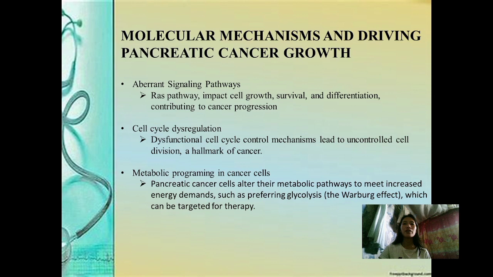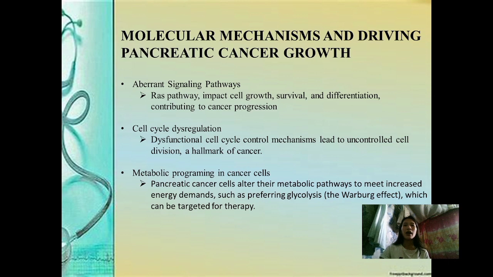Number 2, we have the cell cycle dysregulation. Dysfunctional cell cycle control mechanisms caused by gene mutations lead to unregulated cell division, a hallmark of cancer. When key checkpoints fail to ensure proper DNA integrity or replication, damaged cells can divide, leading to the growth of abnormal cells, a fundamental characteristic of tumors. Therapies targeting these faulty checkpoints aim to restore control over cell division in cancer treatment.